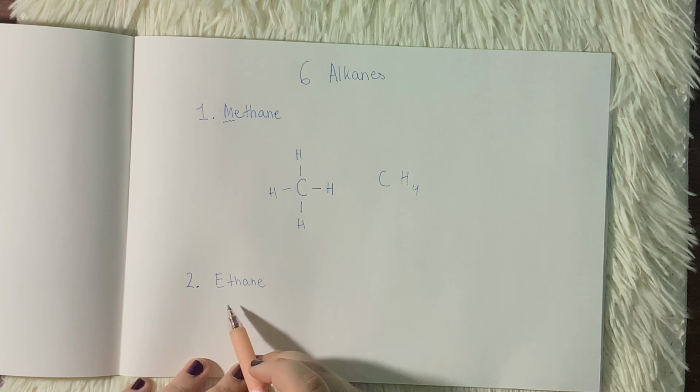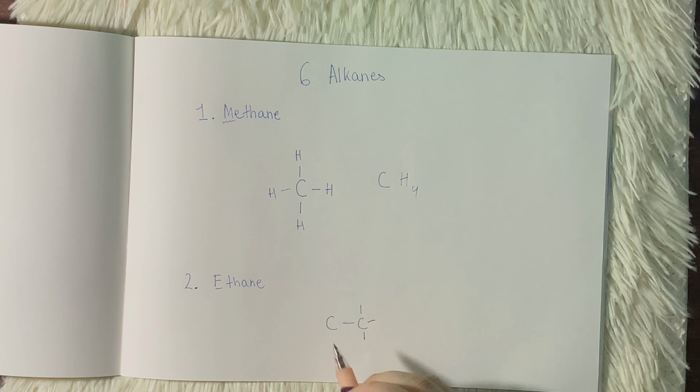Now they already share 1 bond, so what's left is only 3. 4 minus 1 is 3. So 1, 2, 3. Here again, this carbon only has 1 bond, so 4 minus 1 is 3. So 1, 2, 3. Because it's ethane, we know there are 2 carbon atoms, and each carbon has 4 bonds. And now we know it only has 2 carbons, so all the rest are hydrogen.